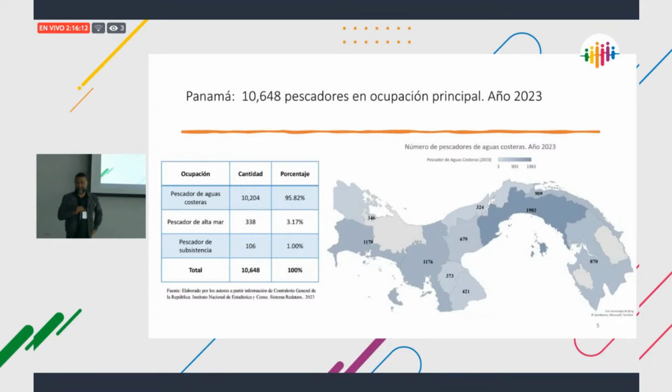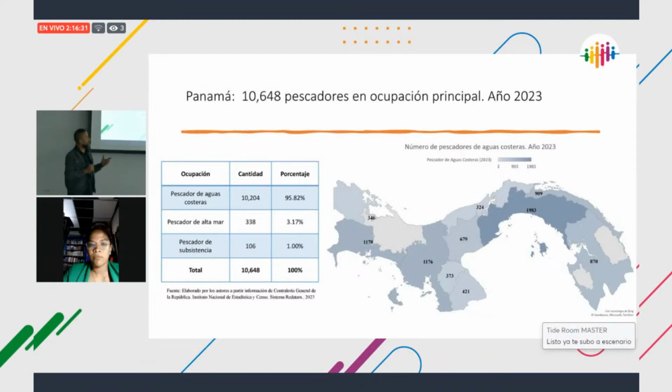Let's remember that this is an island area, very interesting, and they have been displaced because of climate change. These were already displaced. And Bocas del Toro stopped being a fishing region to become a touristic spot. So they left fishing for tourism, and then there is all the Pacific area where the majority of the fishers are located.